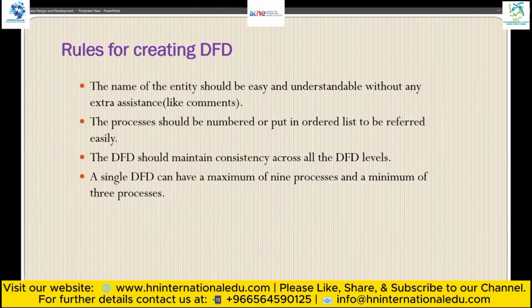Yes, are you here? Can you please read it? Yes, sir. Kindly read this slide. Rules for creating DFD. The name of the entity should be easy and understandable without any extra assistance like comments. The process should be numbered or put in an ordered list to be referred to easily. The DFD should maintain consistency across all the DFD levels. A single DFD can have a maximum of 9 processes and a minimum of 3 processes.